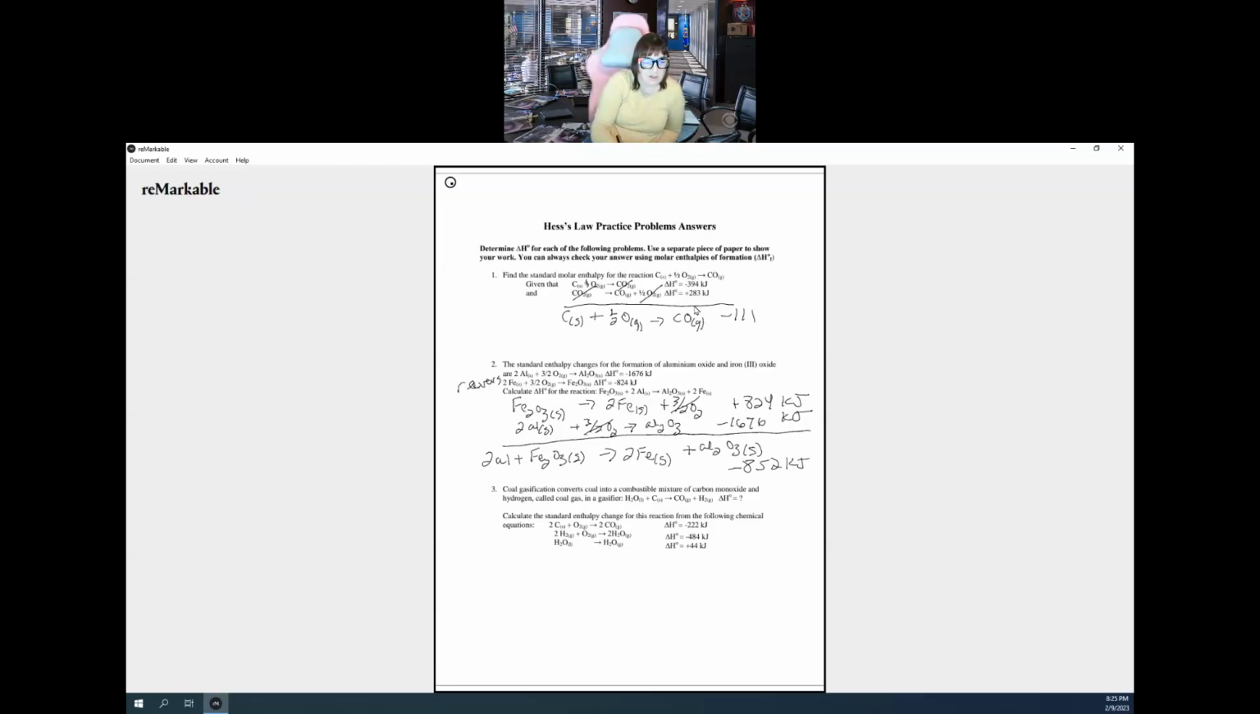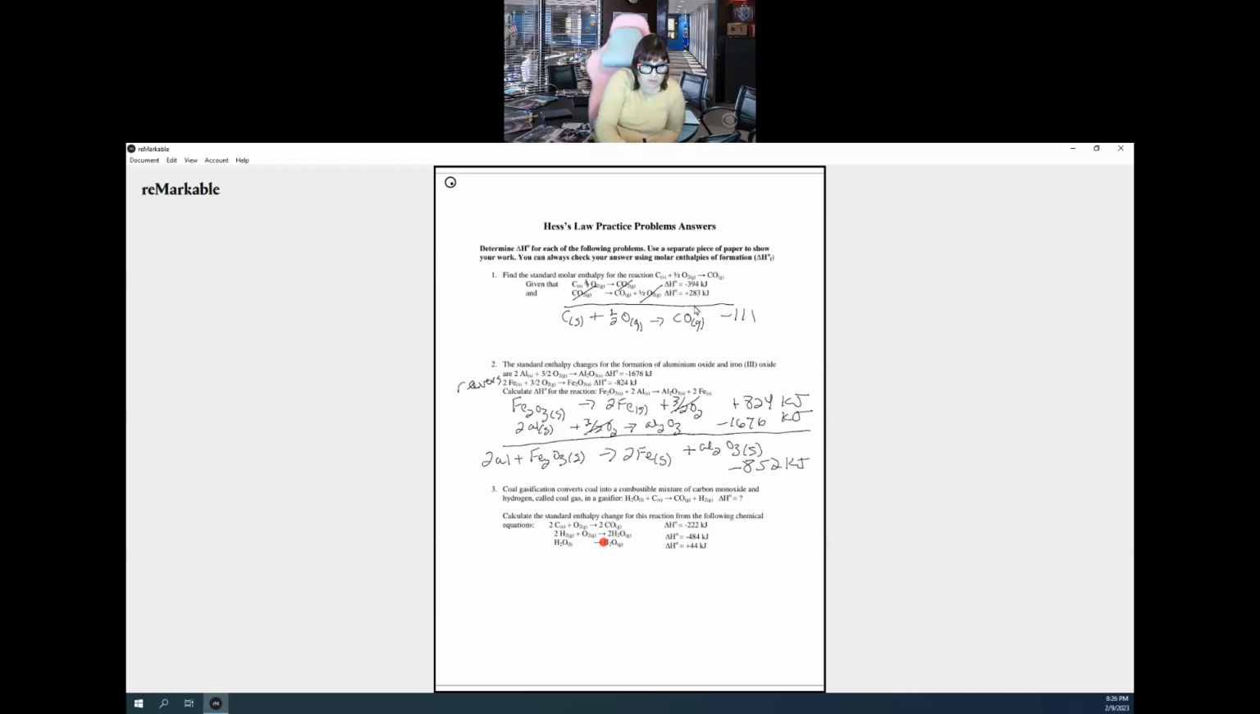Let's try another one. Coal gasification converts coal into a combustible mixture of carbon monoxide and hydrogen called coal gas in a gasifier. So H2O liquid plus C goes to CO gas plus H2. We want to know what the delta H for that is. We have the equations 2C plus O2 goes to 2CO, 2H2 plus O2 goes to 2H2O, and H2O liquid goes to H2O gas.